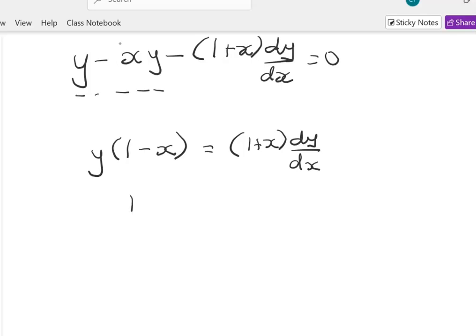We're going to have 1 minus x over 1 plus x dx is equal to 1 over y dy. And we're going to integrate both sides. Now the tricky bit in here is going to be on the left-hand side. The right-hand side is pretty easy.